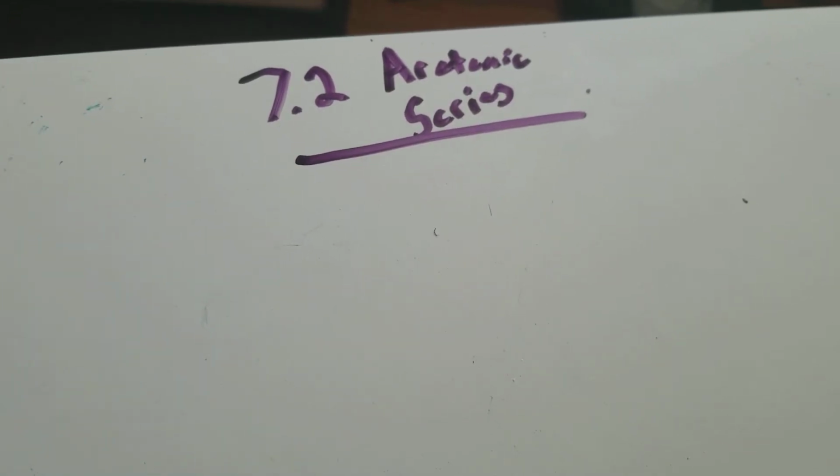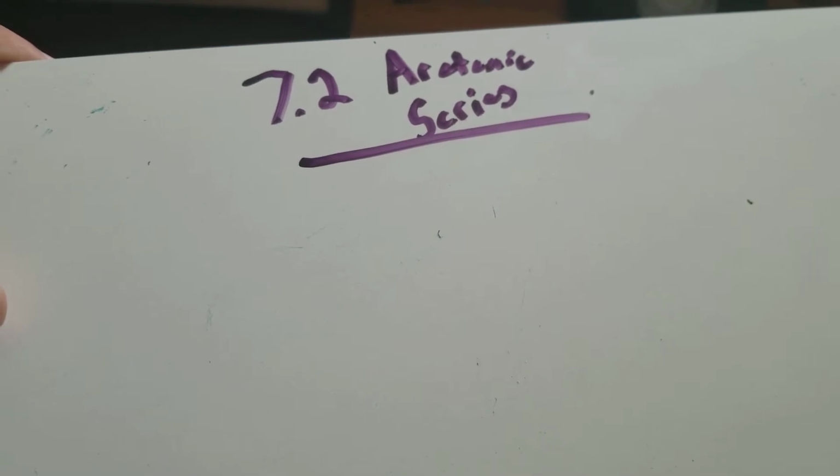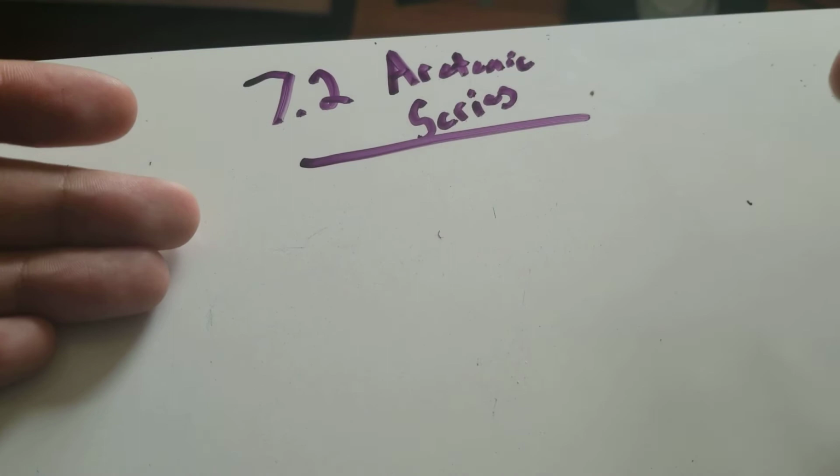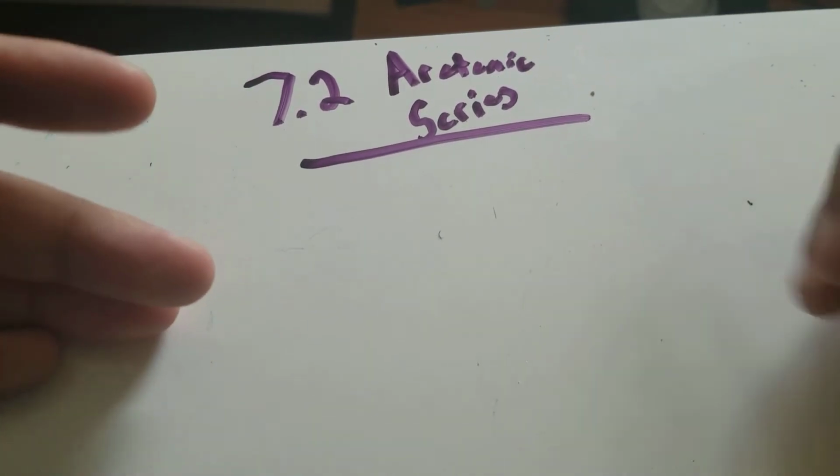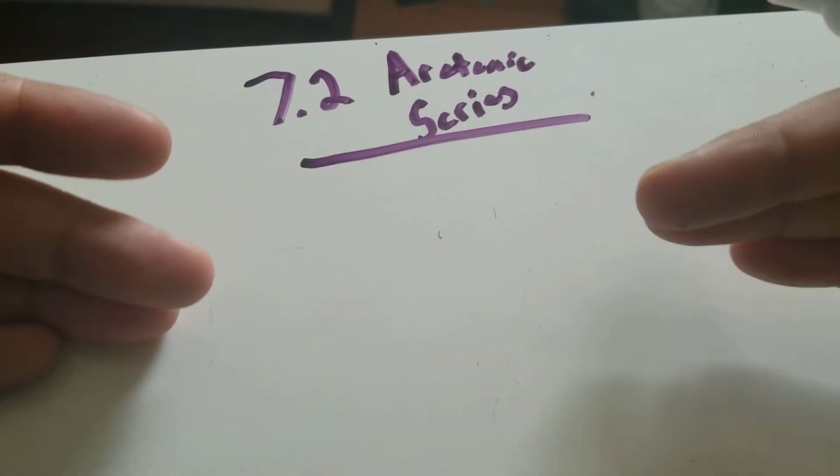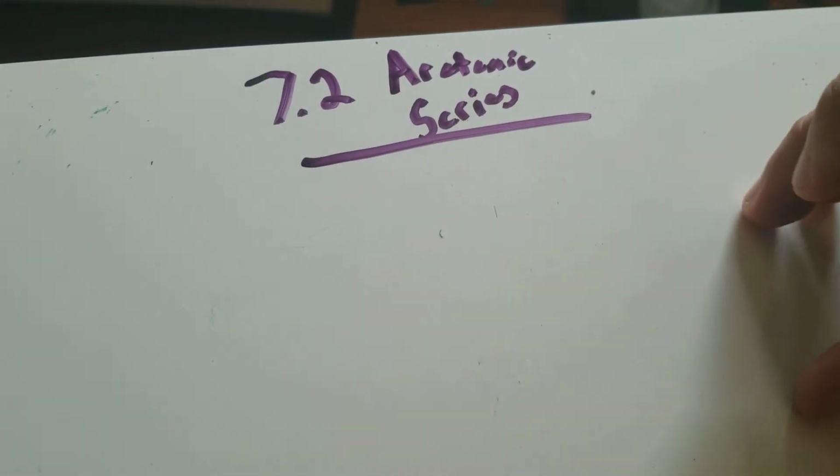Hey Algebra 2, today we're going to do arithmetic series. So how do we do an arithmetic series? If you remember the difference between a sequence and a series, a sequence is just a list of them in the pattern, while a series is adding them all up.